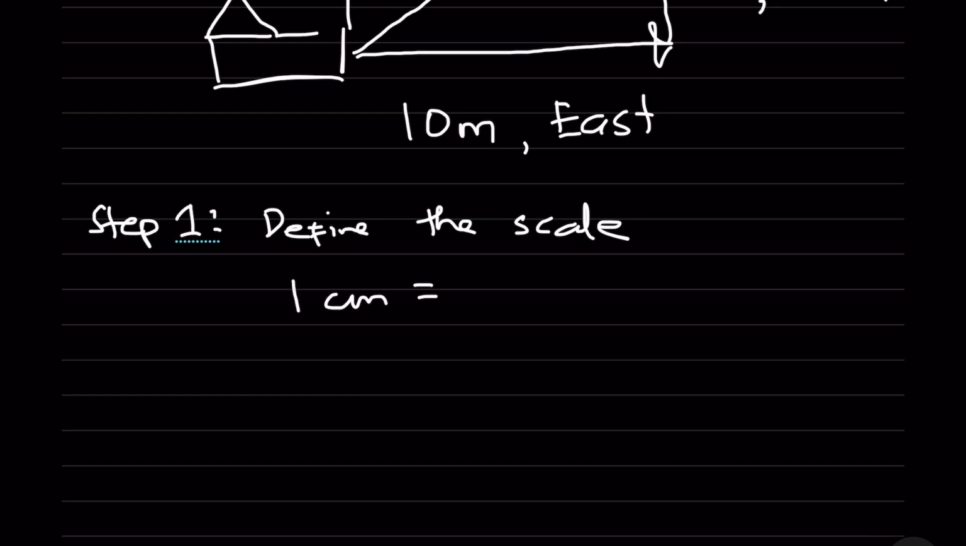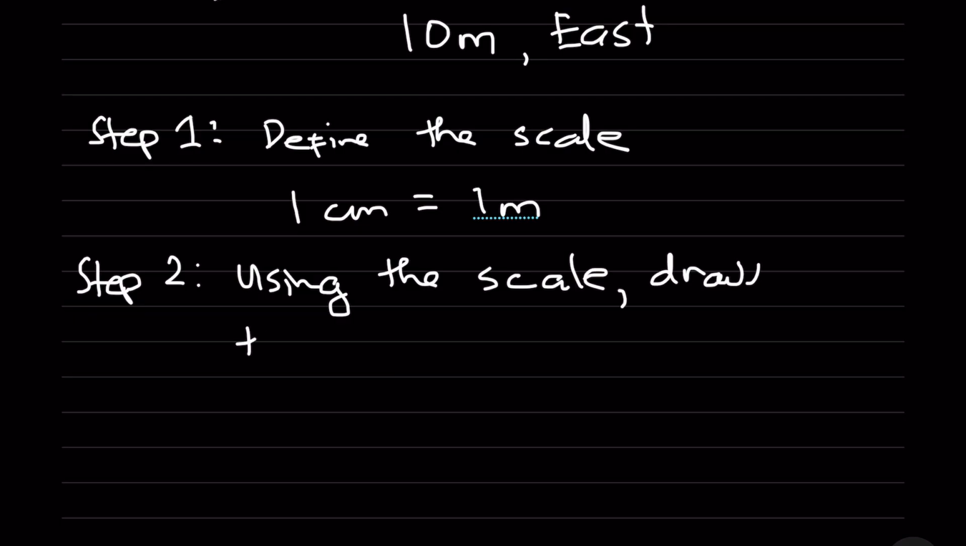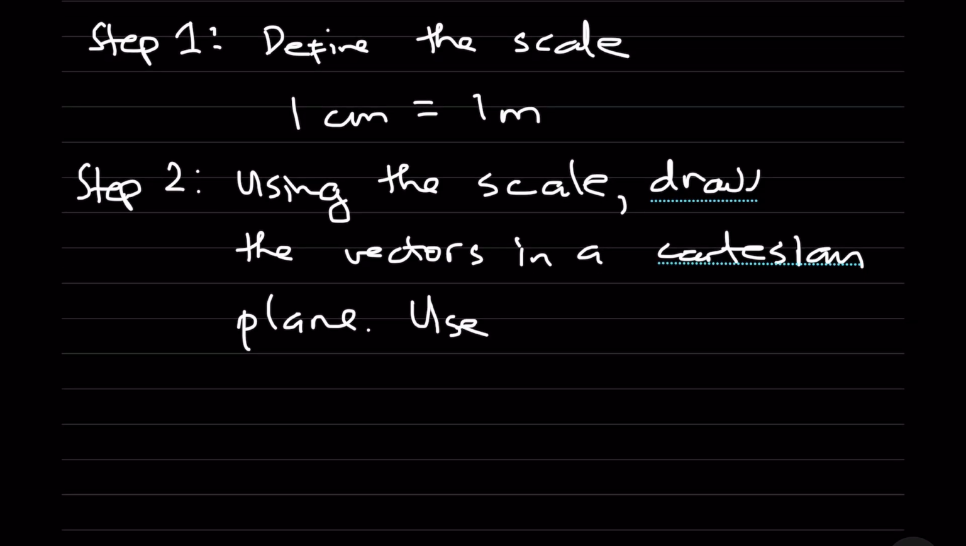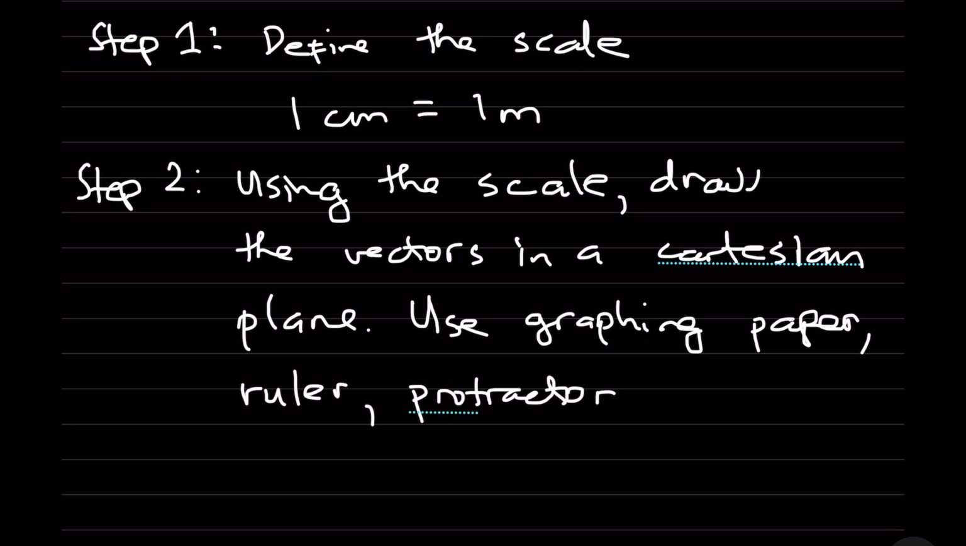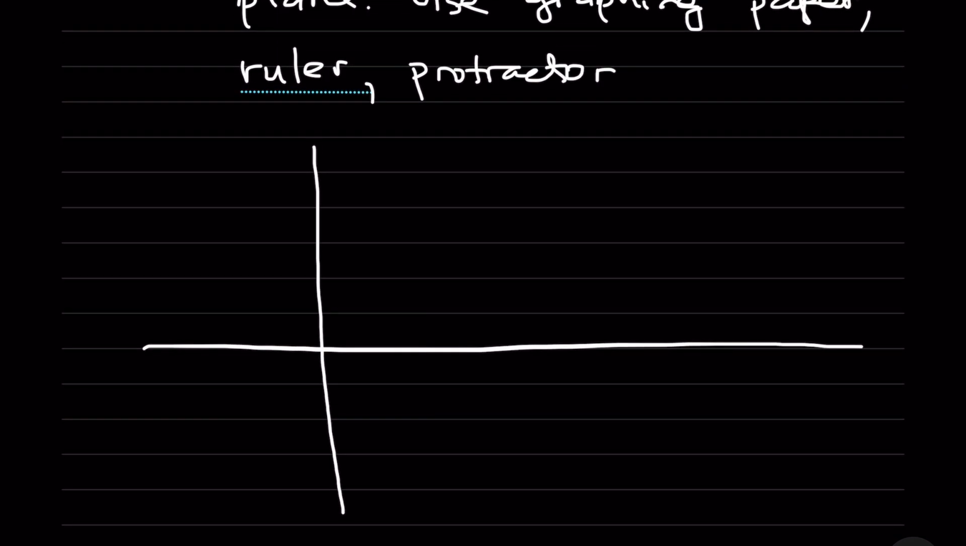Now, I will walk you through the steps that you need to do in order to add these vectors using the polygon method. It is important that you define the scale that you will use in adding these vectors, using the ruler, protractor, and your graphing paper. So you define the scale. One convenient choice is 1 centimeter equal to 1 meter. That's the first step. The next step is to plot it on the Cartesian plane.